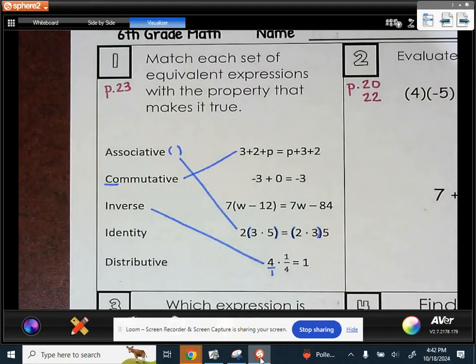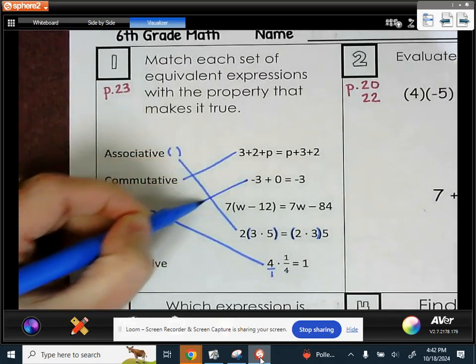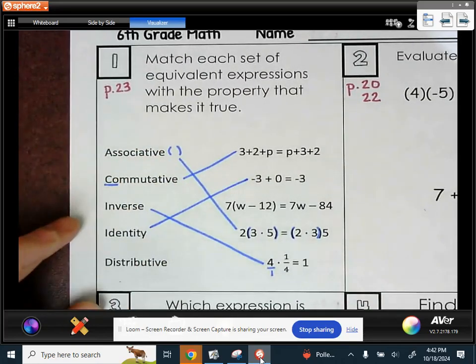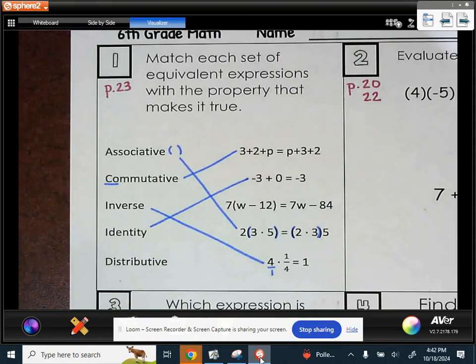The identity property is where the number stays the same. It keeps its identity. So when we add 0 to a number or we multiply by 1, the number is going to stay exactly the same. So that's the identity property.